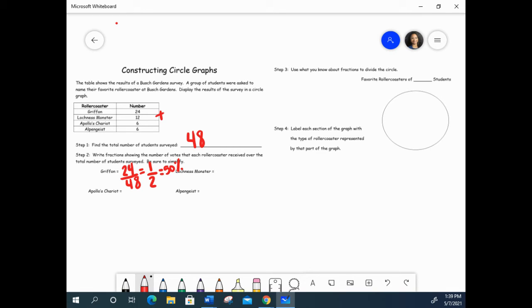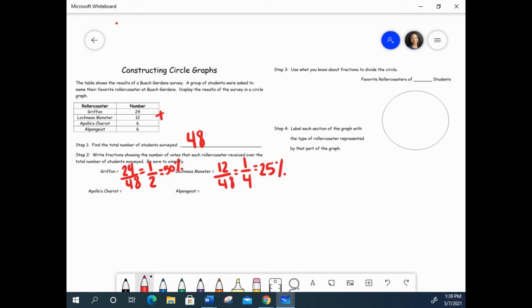Okay. Now, when we look at Loch Ness Monster, there were 12 students that liked Loch Ness Monster out of 48. And I can simplify this by using 12. I know 12 can go into 12 once, and 12 can go into 48 4 times. And 1/4 as a percentage is a quarter, so that's 25%.